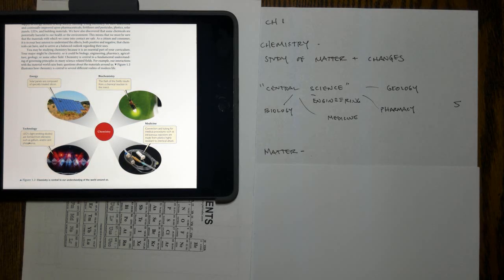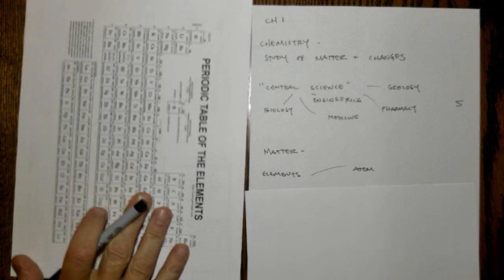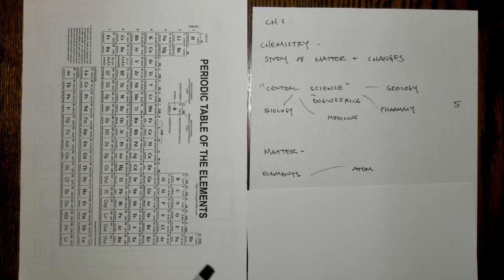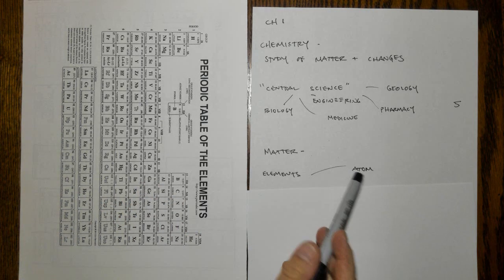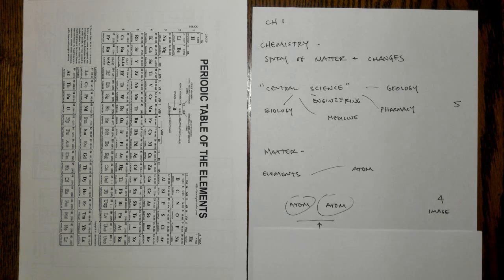So what is matter? Well, all matter is made up of about the 118 or so different elements that are outlined on the periodic table right here. And the basic building block of each one of the elements is called an atom. The atom is the smallest, for the most part, indivisible part of matter. If you have two atoms together, then you have what's called a molecule.